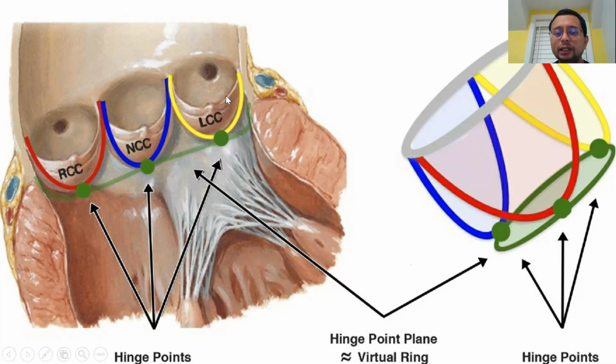Okay, so this is the left coronary, non-coronary, and right coronary cusp. So how do I remember this? I know that the right coronary cusp is always the one that is adjacent to the membranous septum. Okay, so that is the right coronary cusp. You can see here, this is where your coronary ostia are. So this is the ostium of the left coronary artery. So the left coronary artery will come up here. So this is the ostium of the right coronary artery.